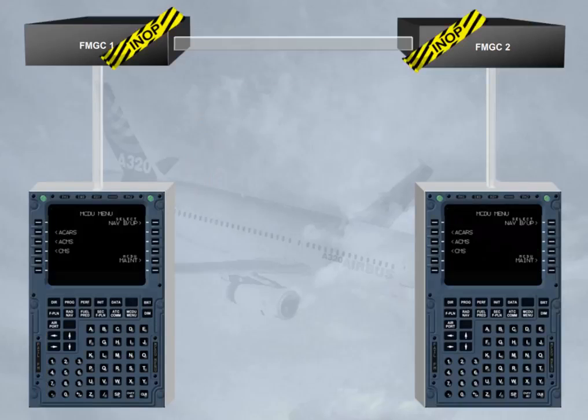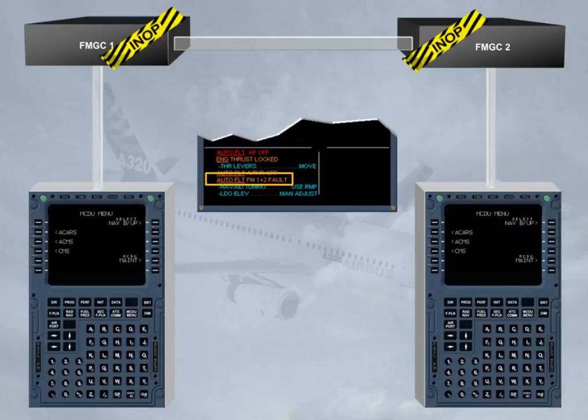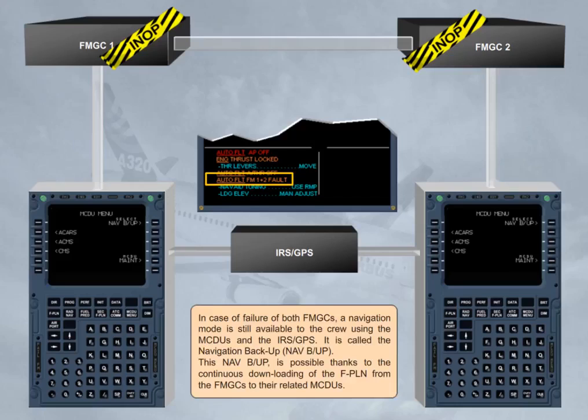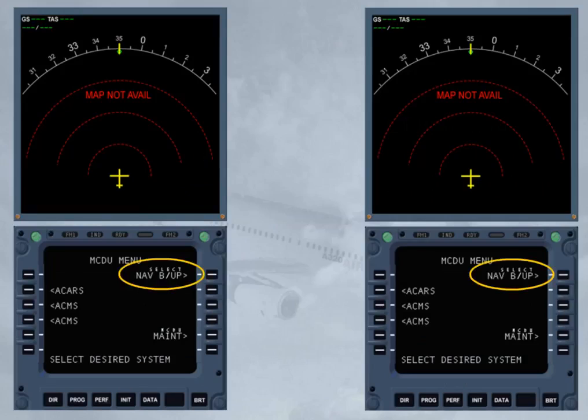In case of failure of both FMGCs, a navigation mode is still available to the crew using the MCDUs and the IRS plus GPS. It is called the navigation backup, or nav backup. This nav backup is possible thanks to the continuous downloading of the flight plan from the FMGCs to their related MCDUs. The selection of the nav backup prompt on the MCDU menu pages activates the mode.